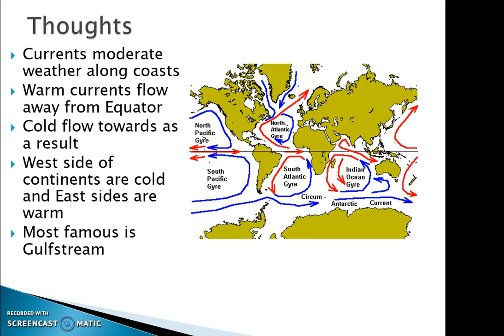Okay, currents moderate weather along the coast. So you've got warm currents that move away from the equator and cold currents moving toward the equator. Same thing happens in the southern hemisphere, warm currents moving away, cold currents moving toward. And why do these go different directions? Well, because the Earth is spinning, and because the Earth is spinning, we end up with this curvature of ocean currents. The most famous one is the Gulf Stream, which actually warms quite a bit of Northern Europe.